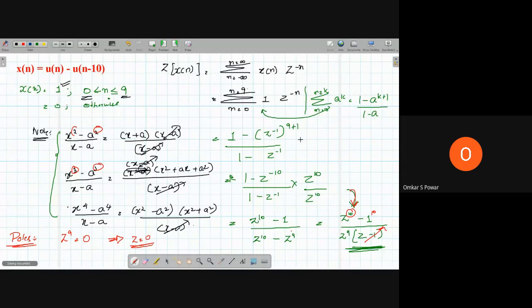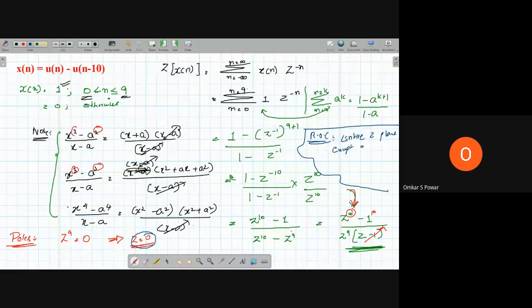Okay. In order to get the ROC, I'll do it here itself for you. So what is your ROC? ROC is your entire z plane except at z is equal to 0. It is the same as the previous one. So this is your z plane. You have the pole at z is equal to 0. Then your ROC is the entire z plane except at this point, whatever red color I have marked.